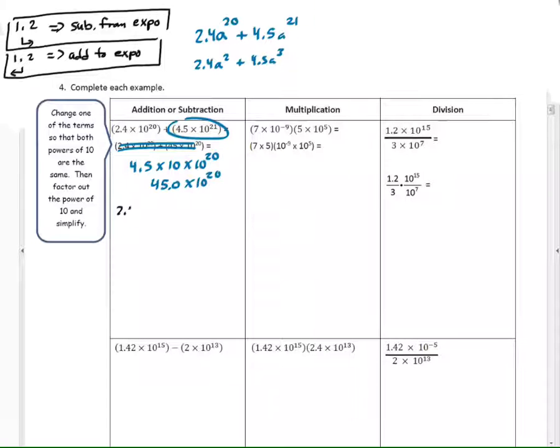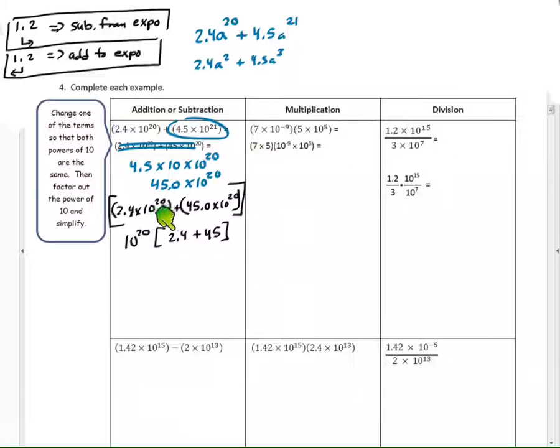We have 2.4 times 10 to the 20, and we're adding that to 45 times 10 to the 20. Now the complicated way, I think it's kind of confusing, is they factor out the 10 to the 20. Don't write this. I'm going to undo this in a second. If they factor out 10 to the 20, then you're left with 2.4 plus 45. And then you add those together.